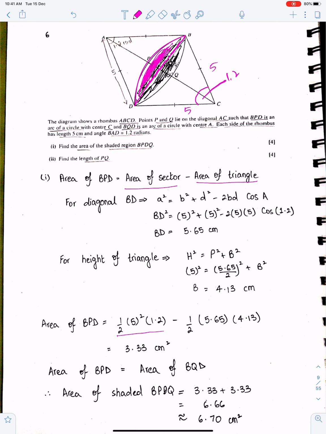This student used a different method, I guess, so I'm not using this method. I'm using half AB sine C. A is 5, B is 5, and C is 1.2. So by using this formula, we can easily get the answer. But you need to multiply your answer by 2. Make sure you multiply your answer by 2.